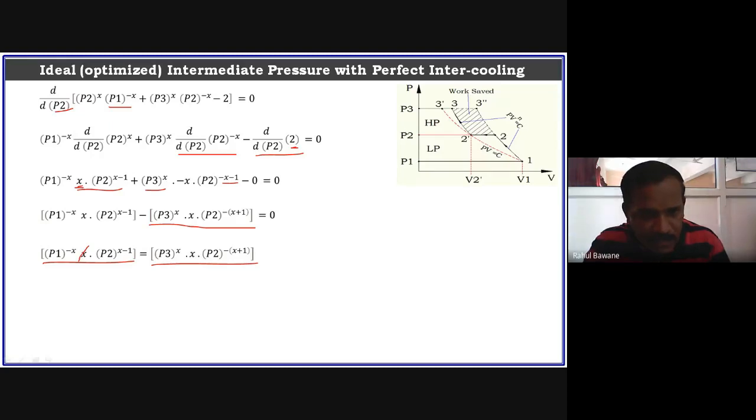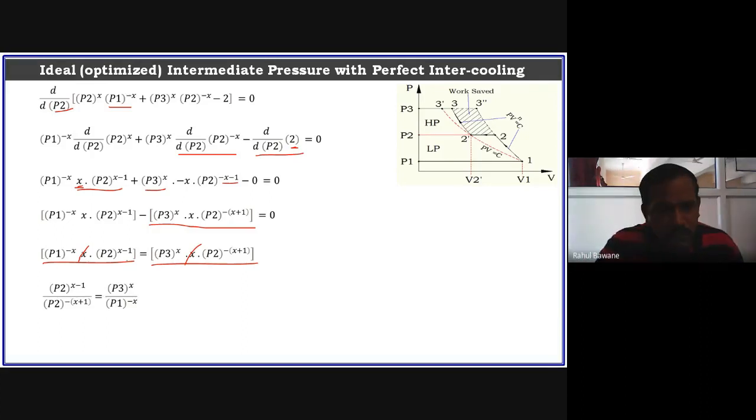Here x gets cancelled. Now we have only these two terms. So rearranging in such a way that P2 will be on one side. So here P2 raised to the power x minus 1, this P2 raised to the power minus x plus 1 will be in the denominator. Then P3 raised to the power x divided by P1 raised to the power minus x.